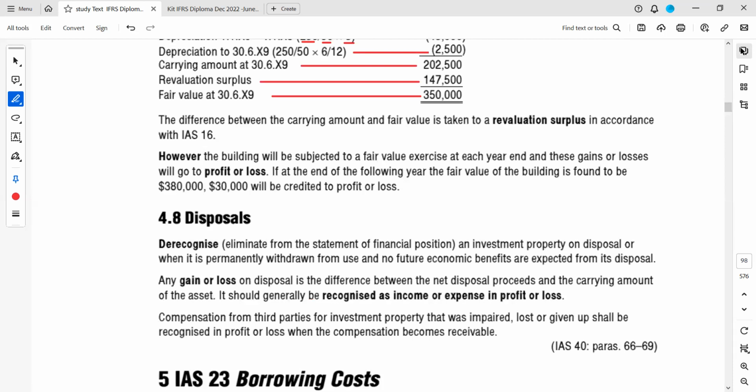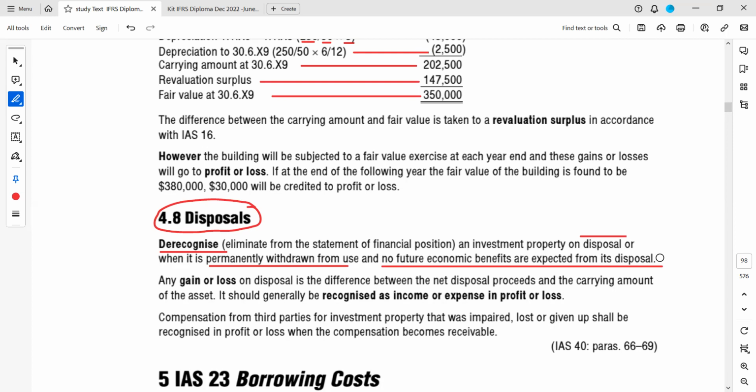Now, if we have sold this investment property and we are no longer utilizing it, then we have to de-recognize this investment property. And de-recognize means eliminate. So one of the situations is when the property has been disposed of or when it is permanently withdrawn from use and no future economic benefits are expected from its disposal. Remember, if it's a temporary withdrawal, then we will not de-recognize this property. But if it is permanently withdrawn from use, and no future economic benefits are expected, then we have to de-recognize this from the statement of financial position.